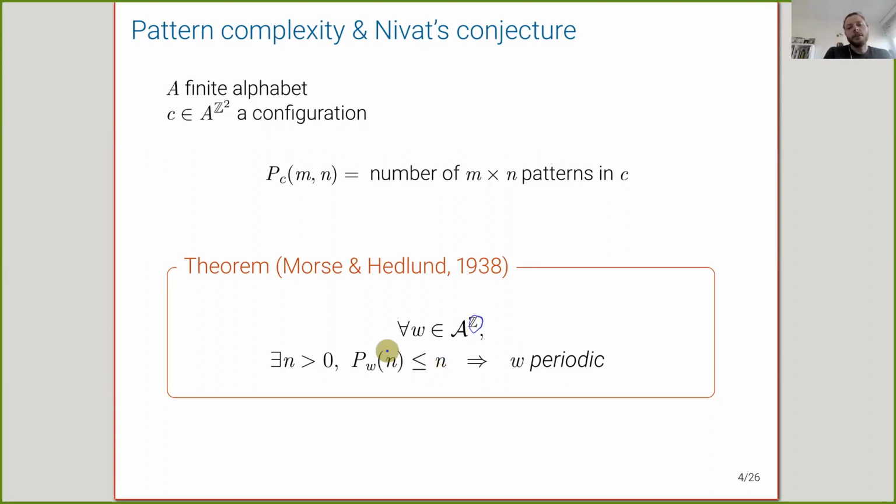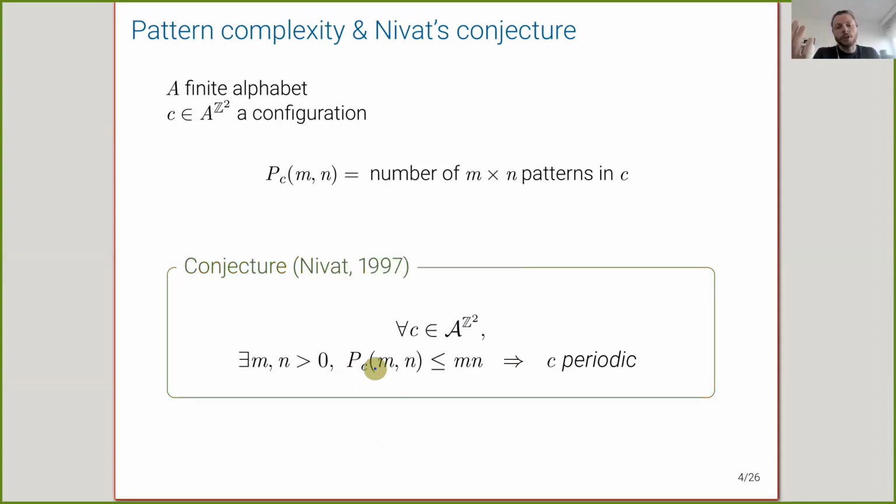In this case, we have a very strong theorem linking periodicity and complexity: as soon as you have a configuration for which the complexity is lower than n for some n, which we call low complexity, then this configuration is periodic. And actually, I forgot to put it here, but this is an equivalence. So you have an exact characterization of periodic configurations depending on their complexity.